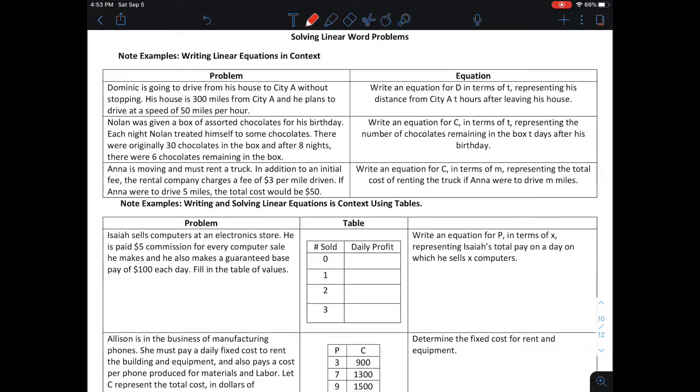Okay, in this video, we're going to look at actually solving some of these linear word problems, and we're not going to be given a graph or an equation to work with, so we're going to have to make our own. And let's look at this first problem that we have.